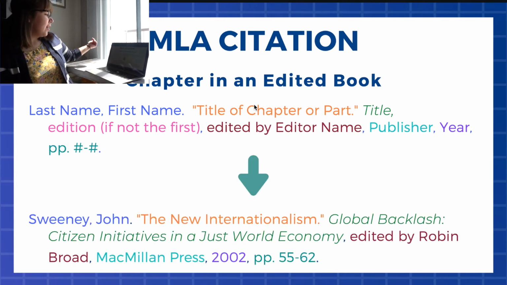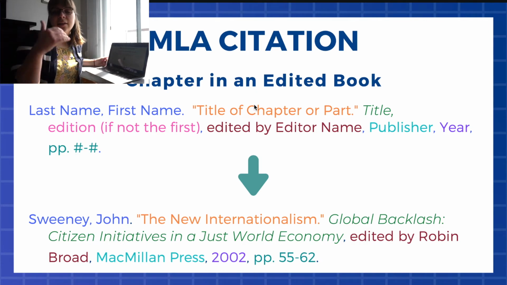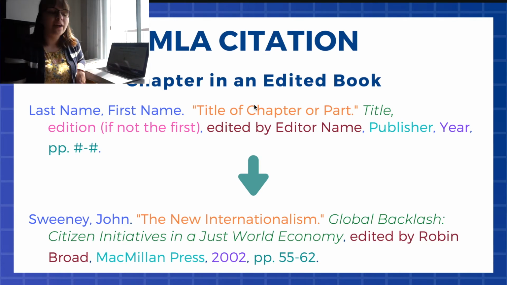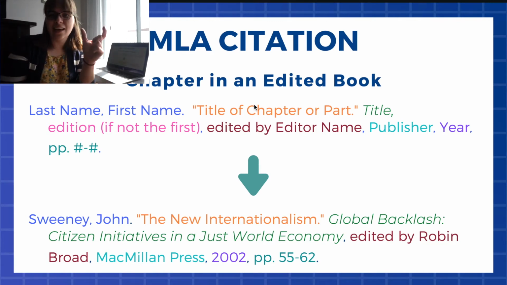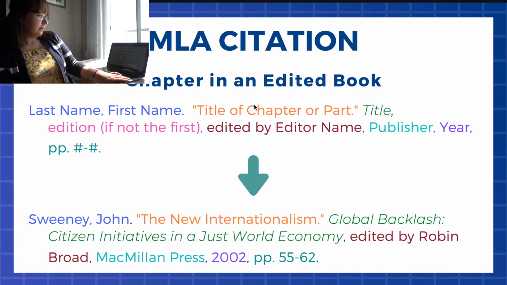So you have author, title of the chapter, title of the book, who the editor is. In this case, this book doesn't have any edition, so you don't need to include that. Then you'll have the name of the publisher, the year, and then the page range. And remember to include the page range of the full article, not just that page that you're using. That's a chapter in an edited book.